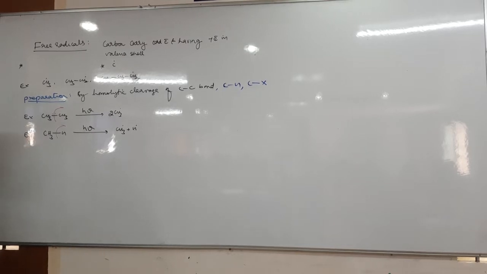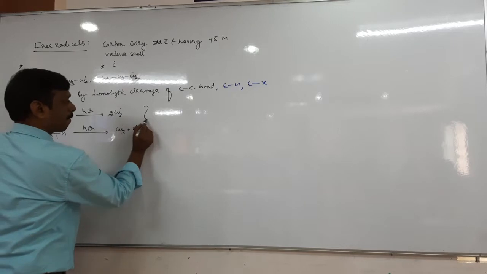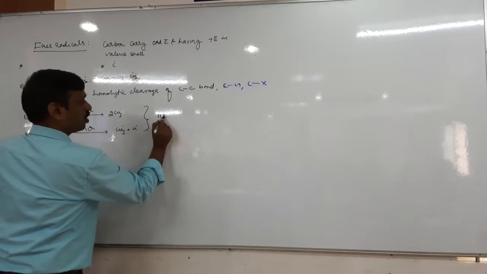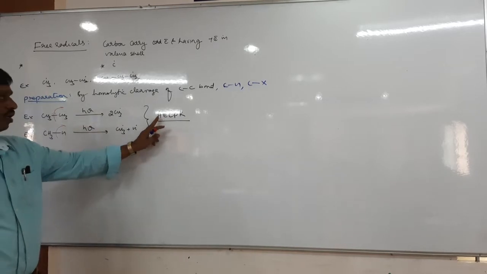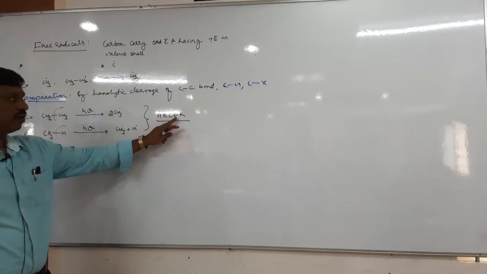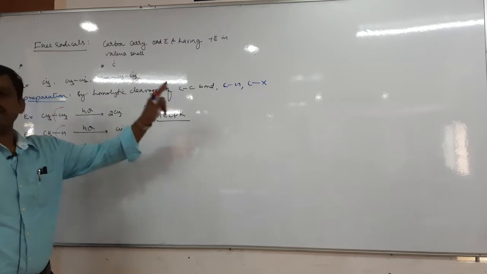But we know that homolytic cleavage is favored by what? Heat, electricity, light, pressure, that is, peroxide and radical.